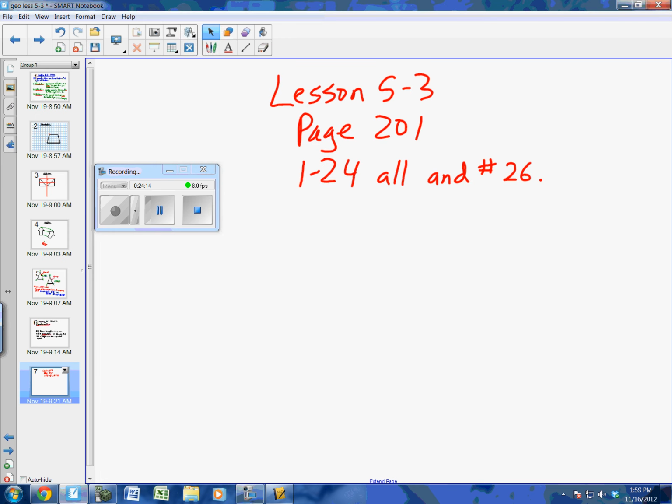Lesson 5-3, page 201, 1 through 24 all, and number 26.